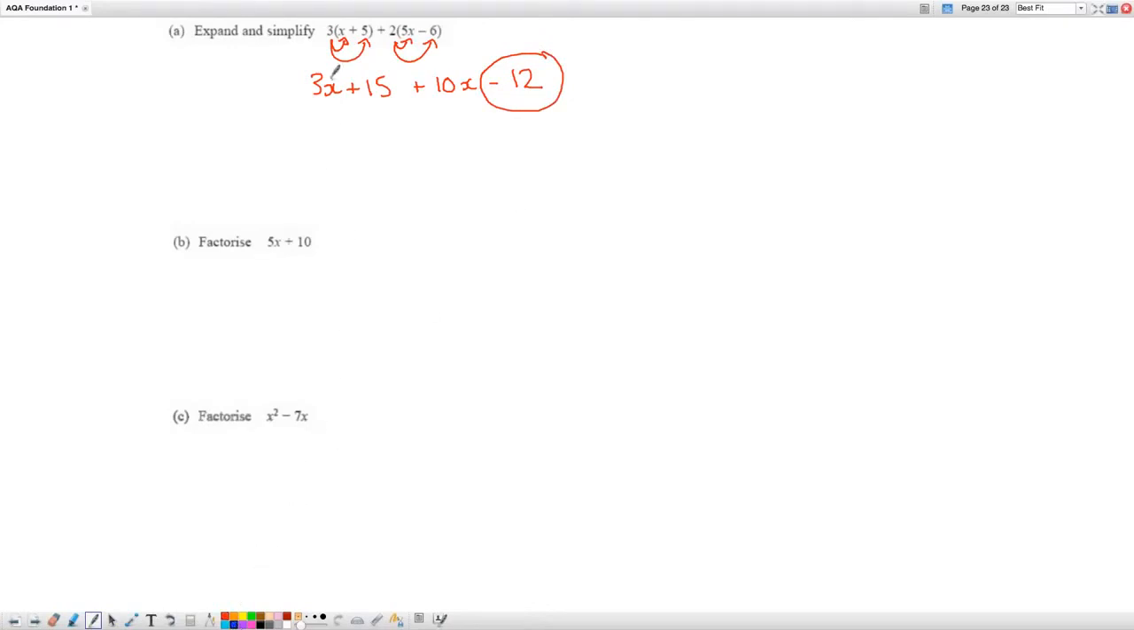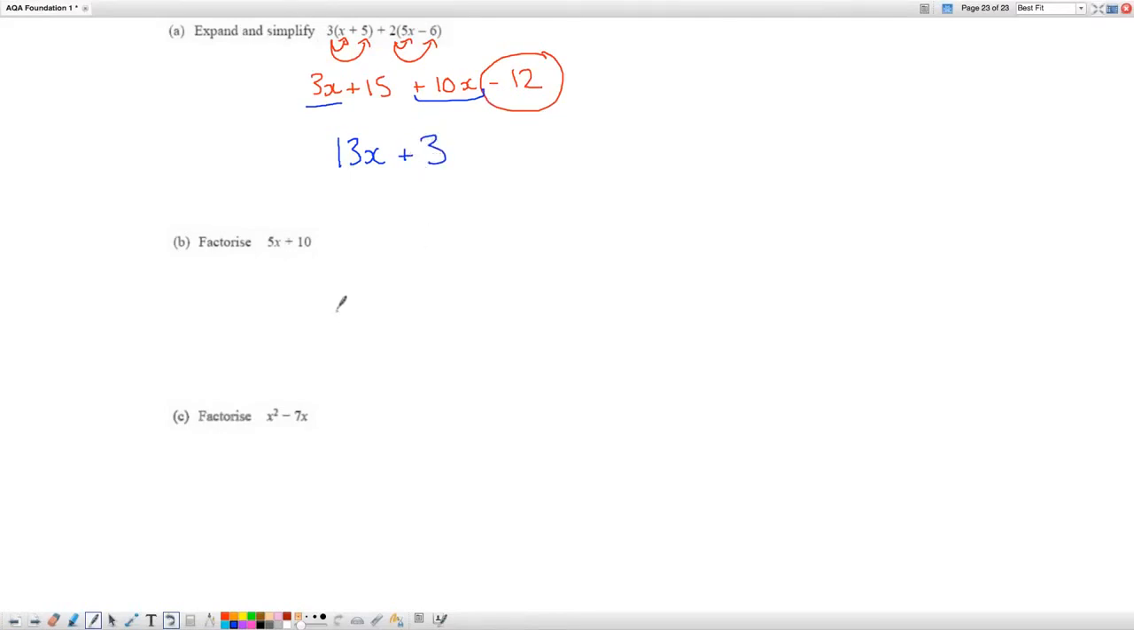So let's take a look at our x's first. We have 3x here plus 10x here. Altogether, we have 13x. Moving on now to our numbers, positive 15 subtract 12 leaves us with 3.